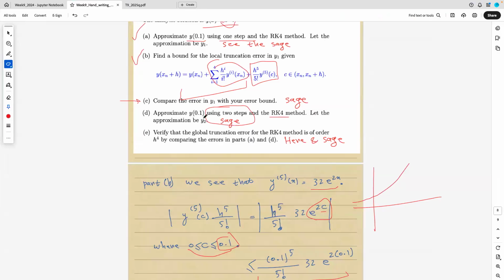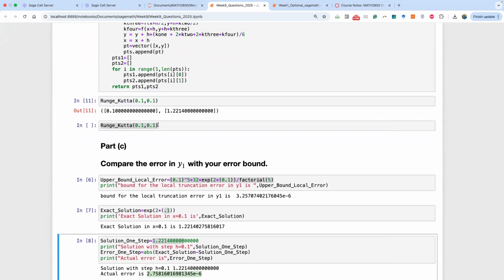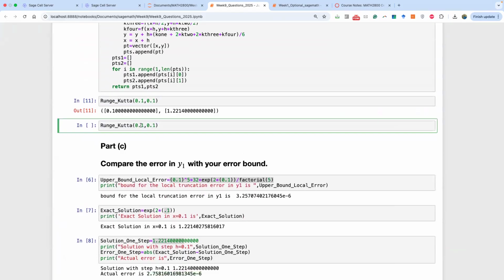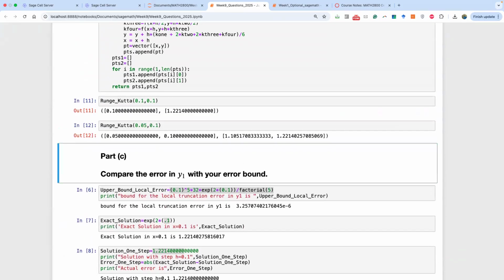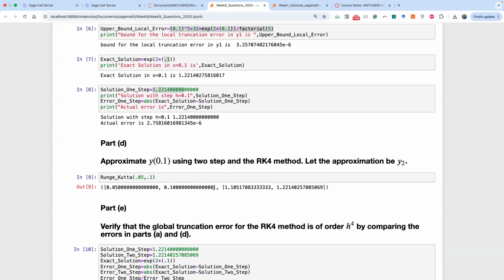Part D says to use two steps, meaning the step size will be 0.05. Okay, let's do it. I've written it here. It's finer than this one, better than this one. And it's the same thing here, the step size h just changed from 1/10, 0.1.